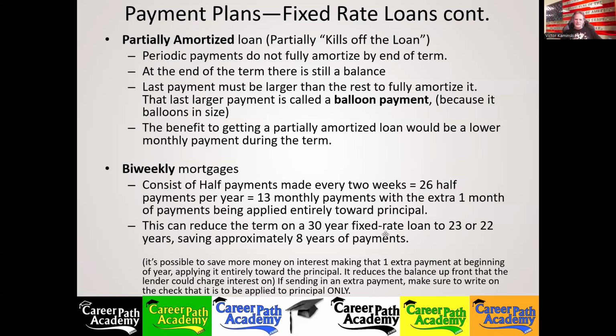So if you make one extra payment a year on your mortgage loan, you could knock off 7 to 8 years that they're charging you interest on, but because you keep reducing your principal, the amount you borrow, you're paying it back sooner. You're saving that money in interest.